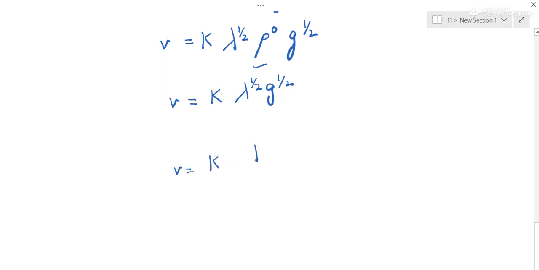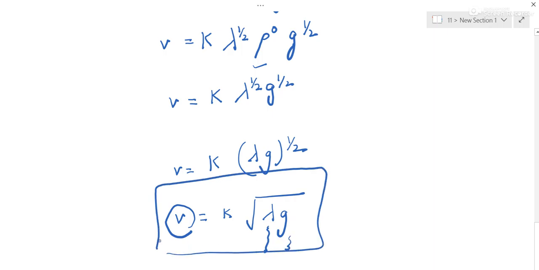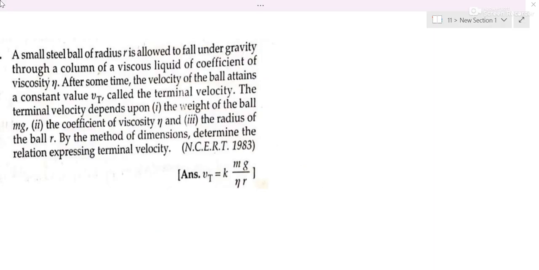So it can be written as lambda G to power half. So this can be written as root lambda G. So this is your formula. So we could derive the formula of velocity which depends upon lambda and G using dimensional analysis. Let us see the next question.